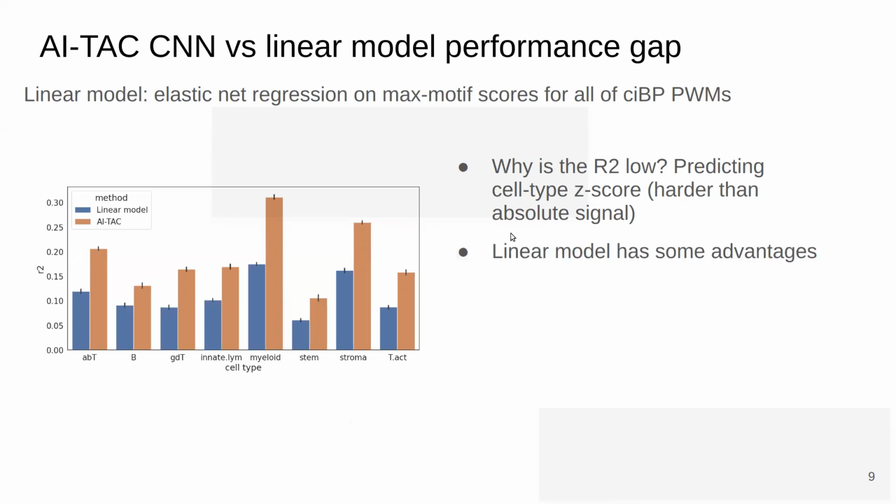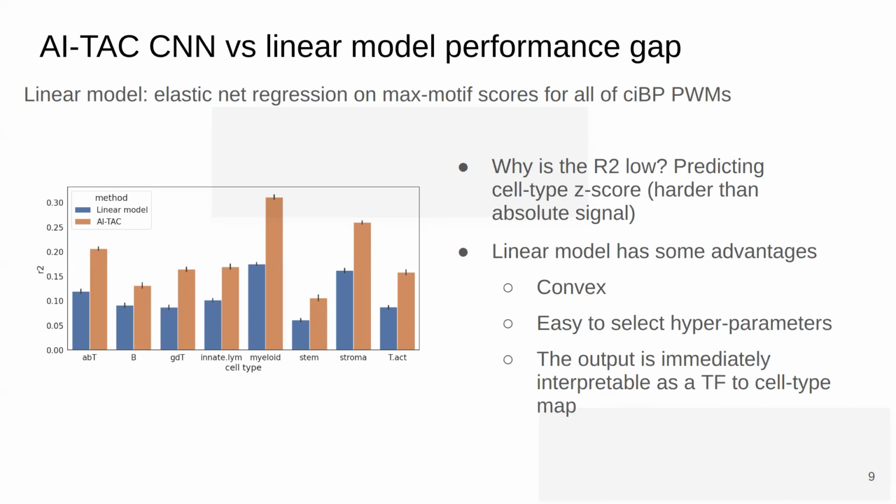And okay, so a linear model definitely is worse, as expected, but it's important to keep in mind it has some advantages. It's convex, and in particular, that takes all of the training dynamics out of the interpretation, right? You always get the same result. It's really easy to select hyperparameters. And the output is immediately interpretable. You get the cell type to TF map essentially for free because those are the coefficients of your model.